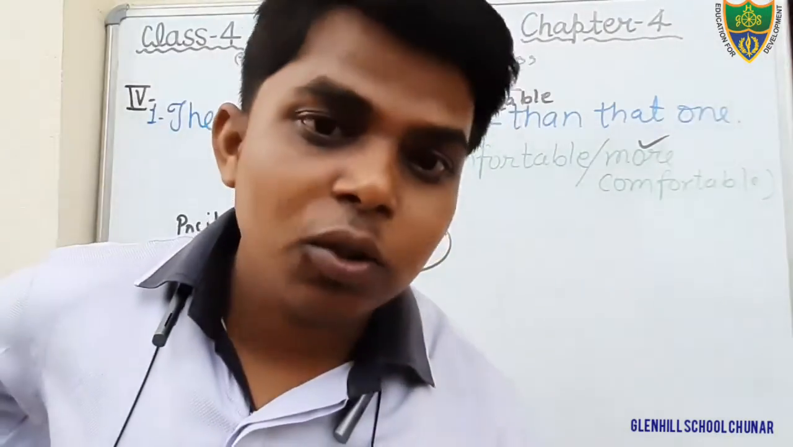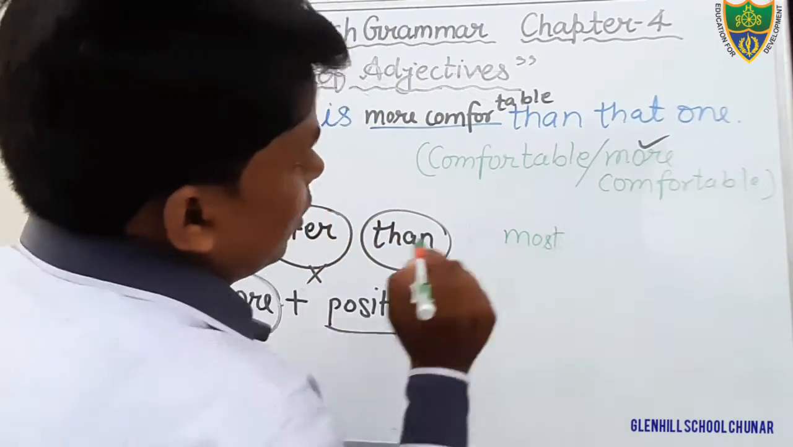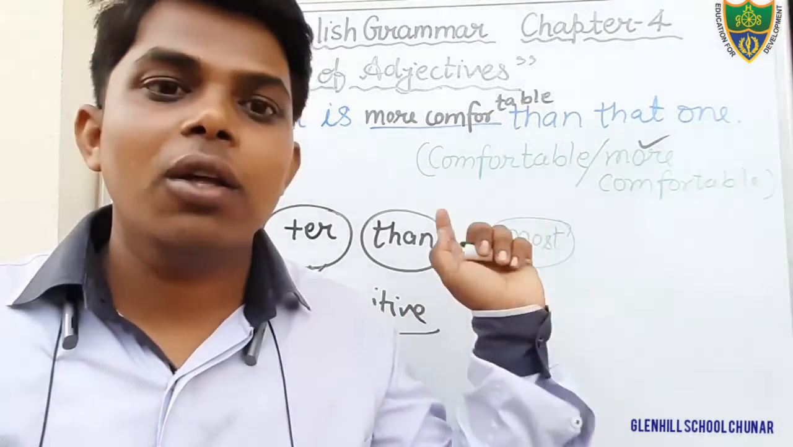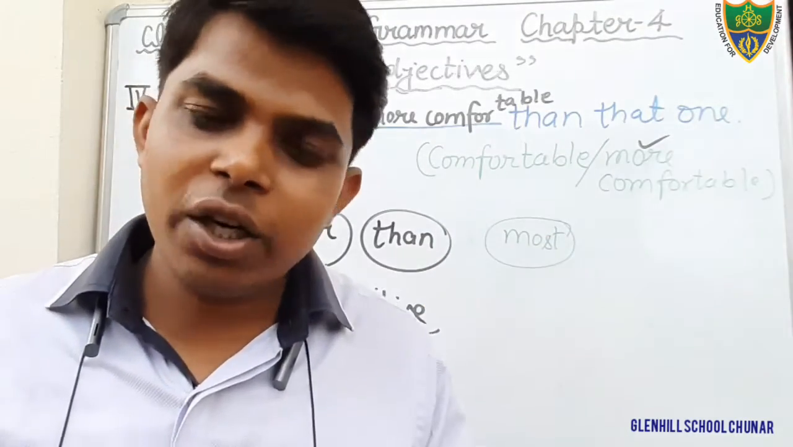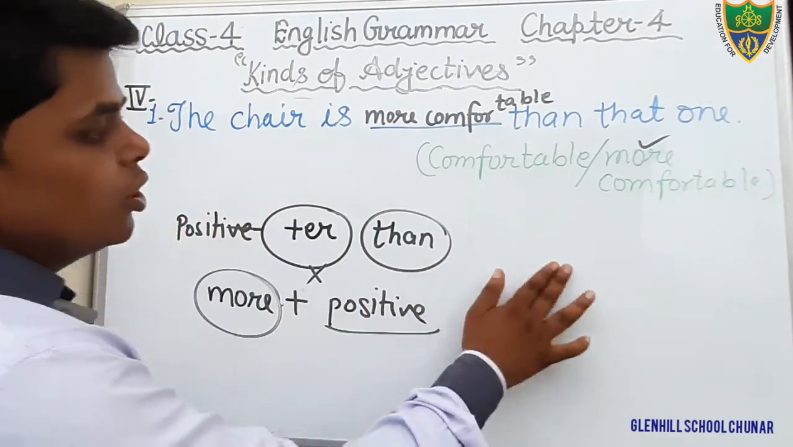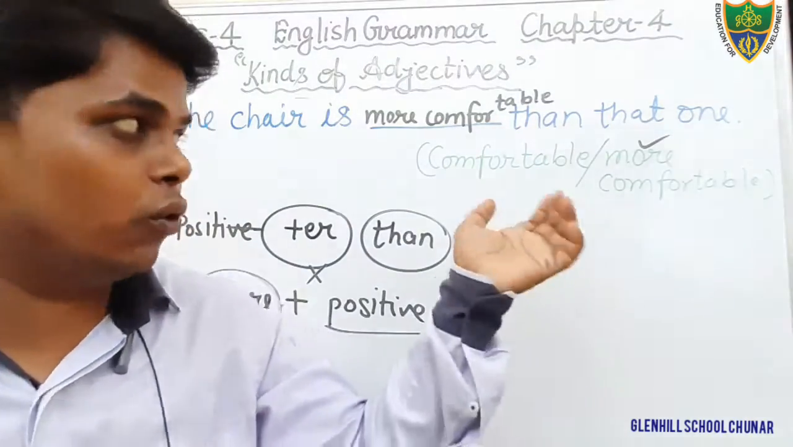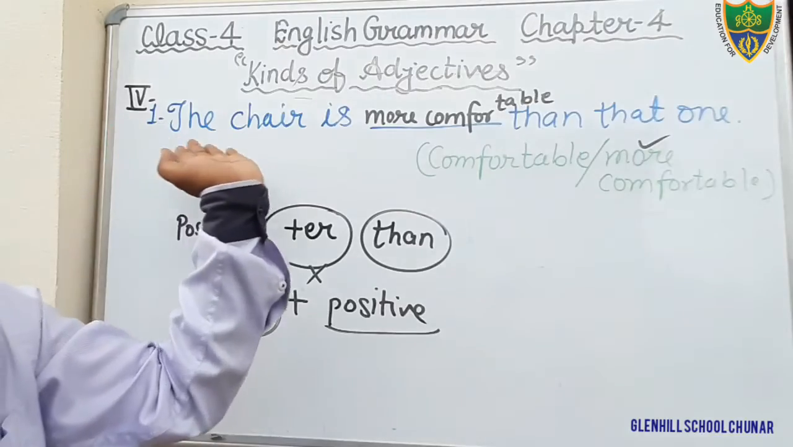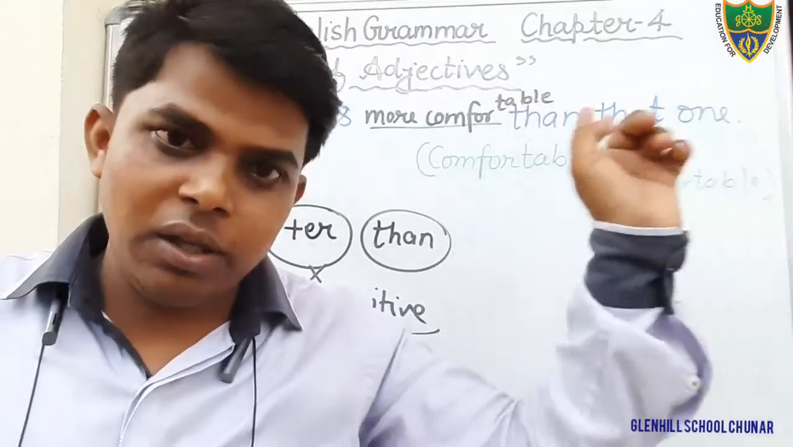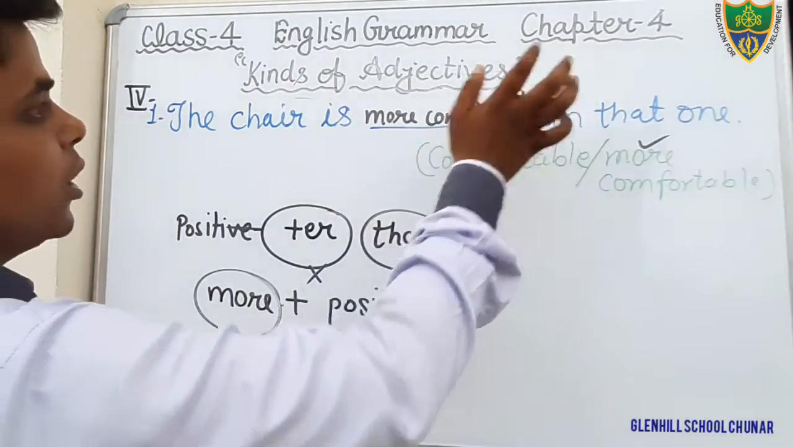And what would be the superlative form? Dear students, I have also told you most comfortable, when we use the word most in the superlative degree. Although there is no matter of superlative here, we will not use the word most. So here the sentence, the chair is more comfortable than that one. That is the correct sentence. Okay students, so in the blank you fill more comfortable only.